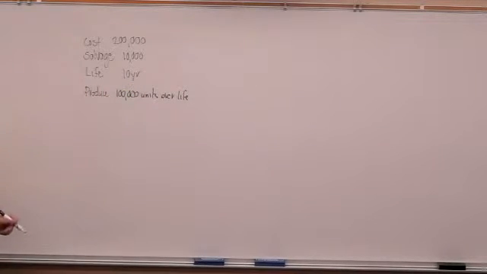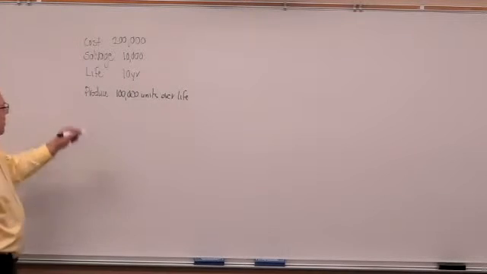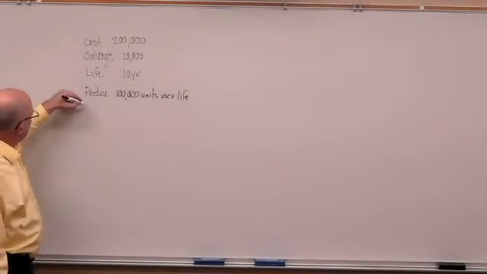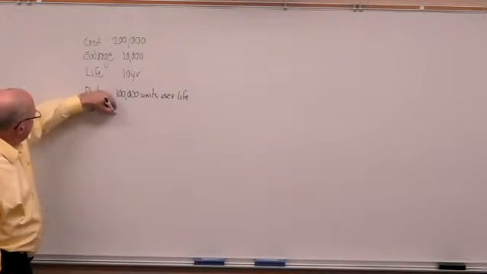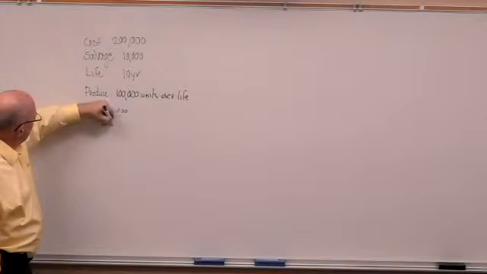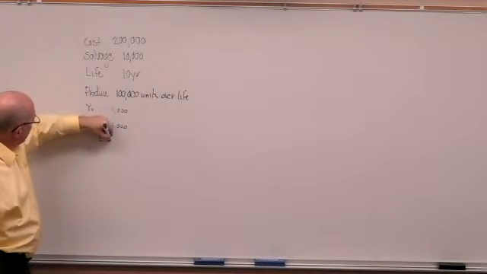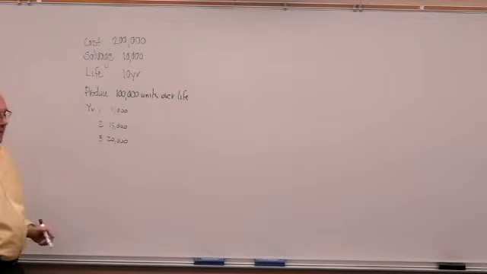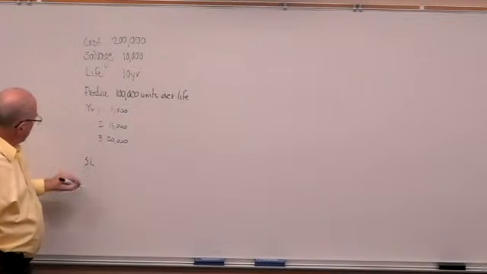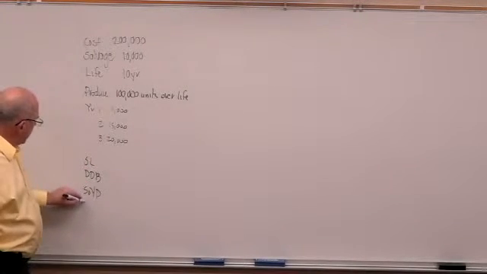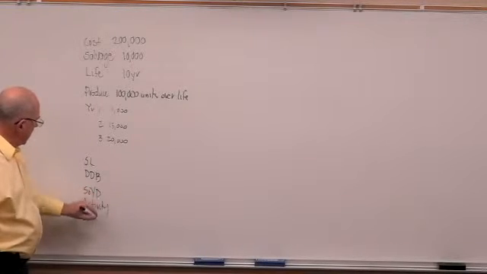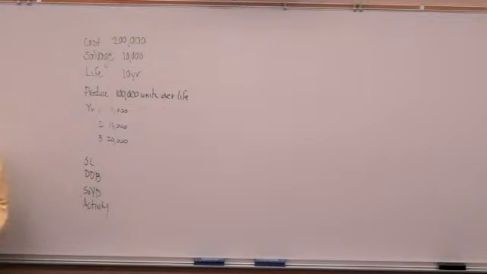So we have an asset that costs $200,000. Estimated salvage is $10,000. Its life is 10 years. It's expected to produce 100,000 units over its life. In year one, it produces 10,000. In year two, 15,000. Year three, 20,000. Using straight line, double declining balance, sum of the year's digits, and an activity method, figure out the depreciation in each of the first 3 years.